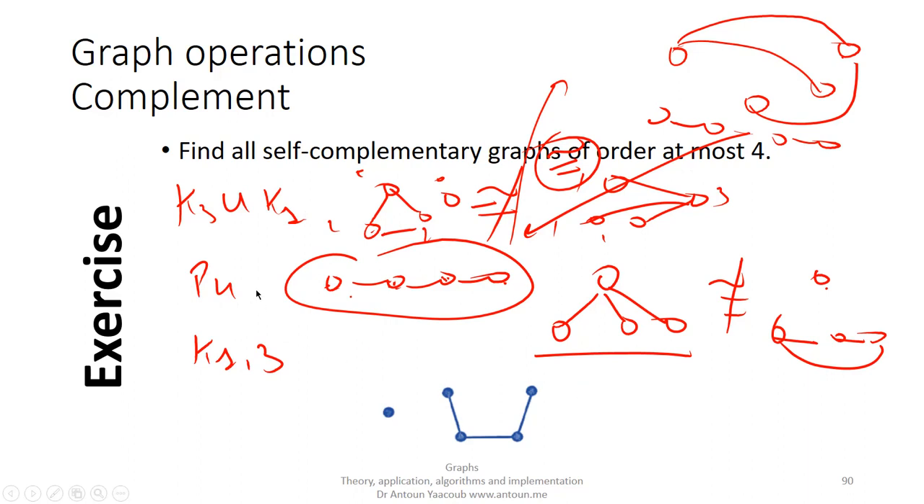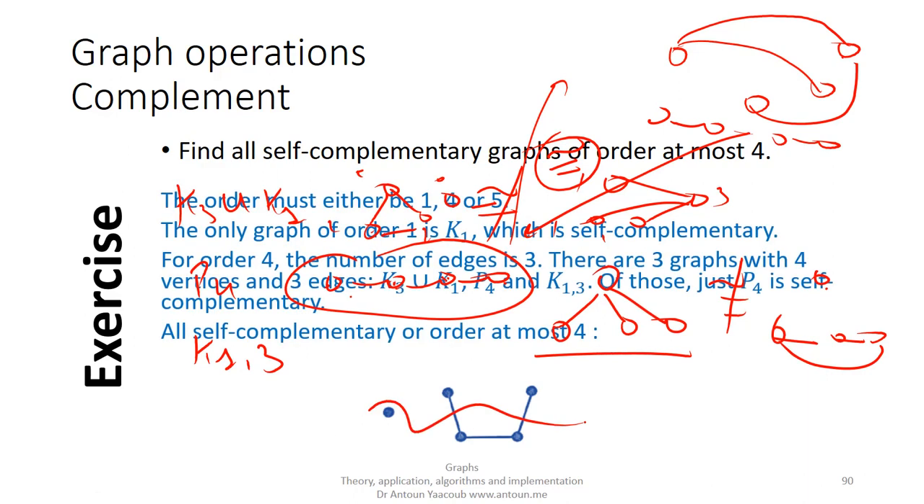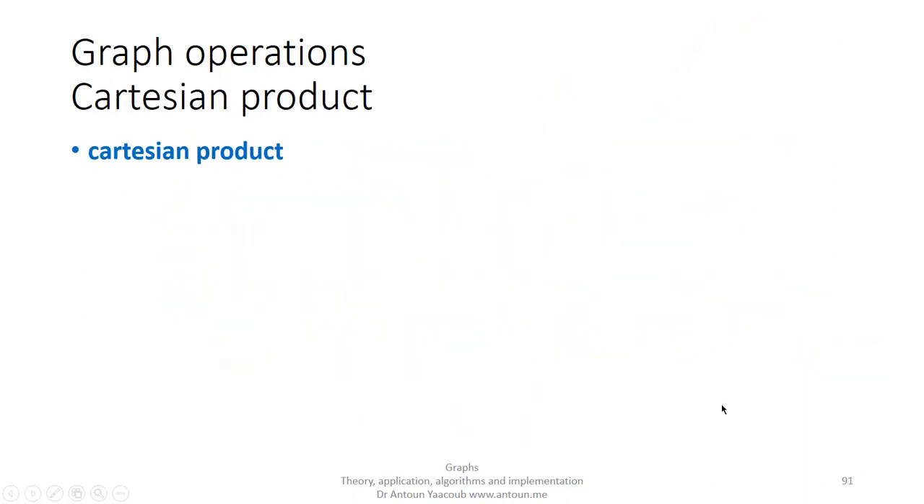For order 5, the number of edges is equal to 5. There are 6 graphs with 5 vertices and 5 edges, and only C5 is self-complementary. You can try to do it on your own to prove that C5 is the only self-complementary one.